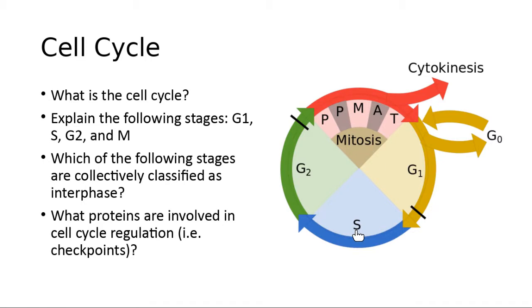Duplicate. Yeah, so this is DNA synthesis or DNA replication. So we double the amount of DNA, and that's going to be really important when we get to mitosis because when we split, we need to have equal amounts of DNA in both of our cells. And then G2, what happens in G2?